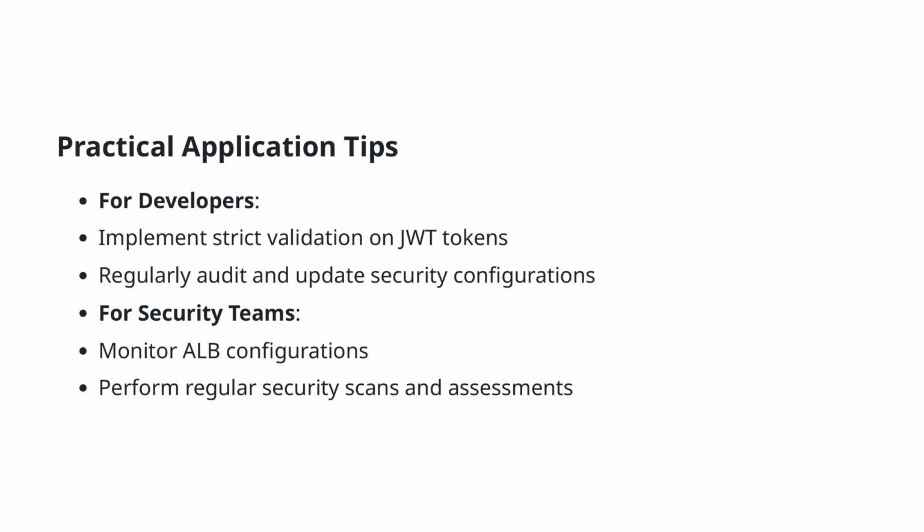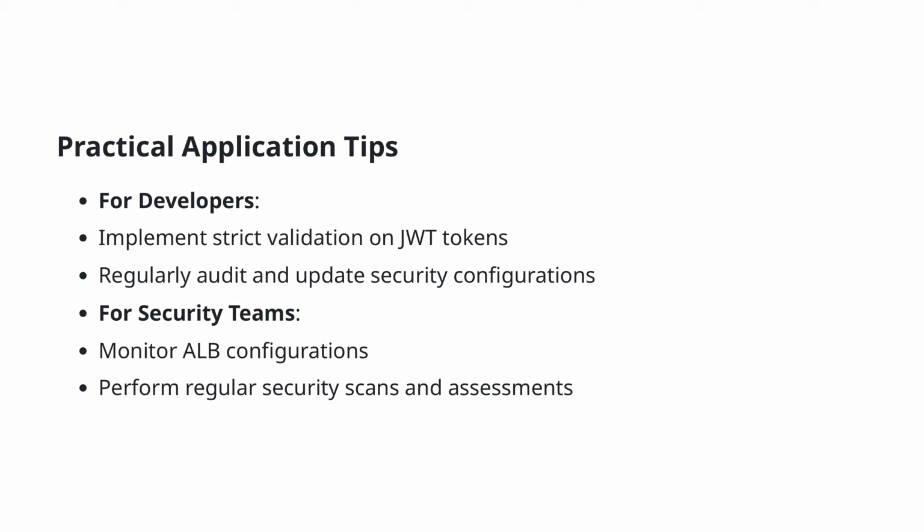In this section, we'll discuss some practical application tips to enhance your security measures. For developers, it's essential to implement strict validation on JWT tokens to ensure they haven't been tampered with. Additionally, regularly auditing and updating your security configurations helps in maintaining a robust defense against potential threats. For security teams, monitoring your Application Load Balancer, ALB, configurations is vital to detect any misconfigurations that could lead to security breaches. Performing regular security scans and assessments will help identify vulnerabilities and ensure compliance with the latest security practices.